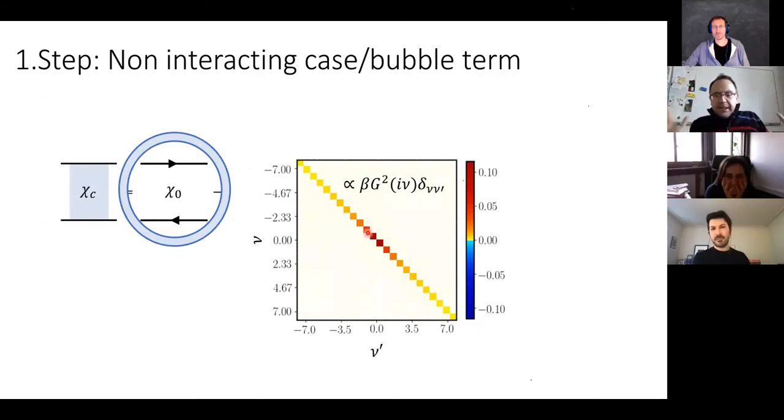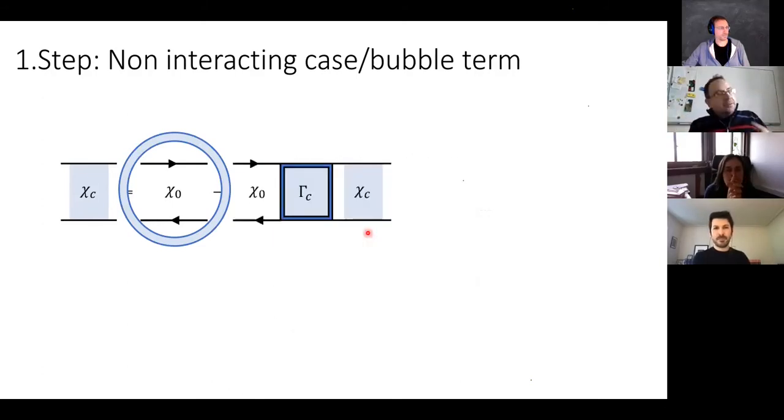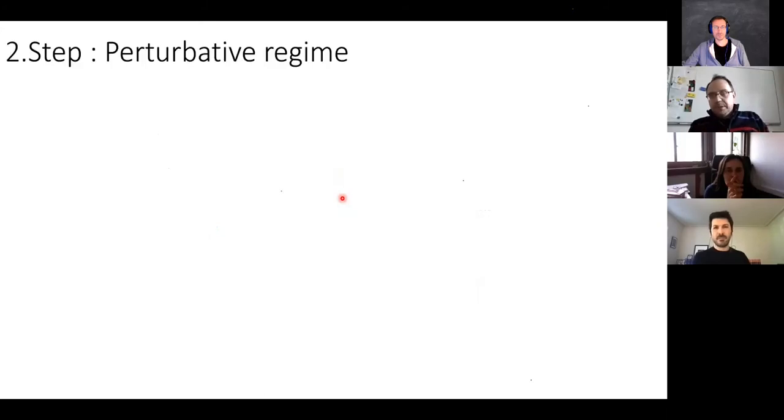Then this is very clear. Let's then make a step further. Then we add the vertex correction back, but first we stay in the perturbative regime, which in our case means that we consider the high temperature regime. So a temperature for which the first Matsubara frequency is slightly larger than U.